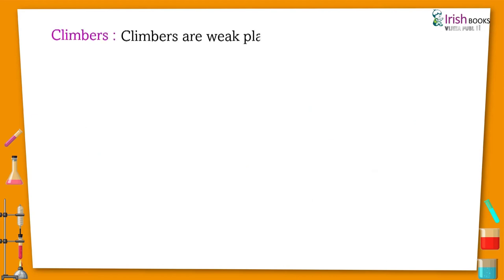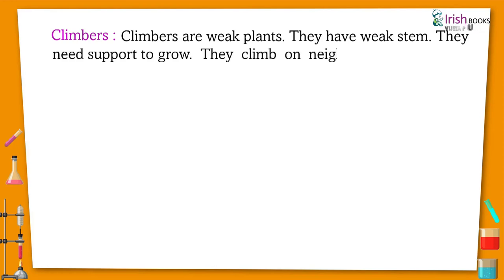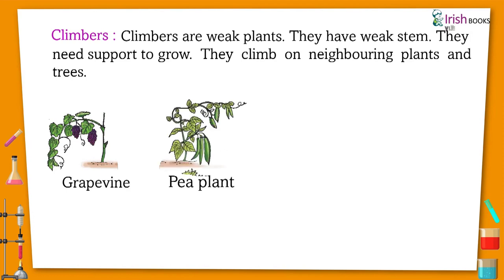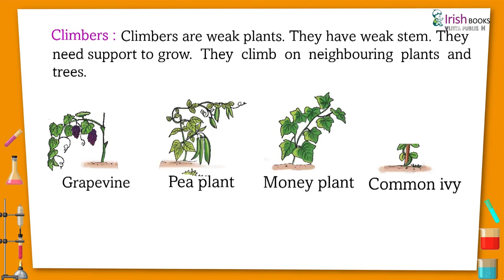Climbers. Climbers are weak plants. They have weak stems. They need support to grow. They climb on neighboring plants and trees, like grapevine, pea plant, money plant, common ivy.